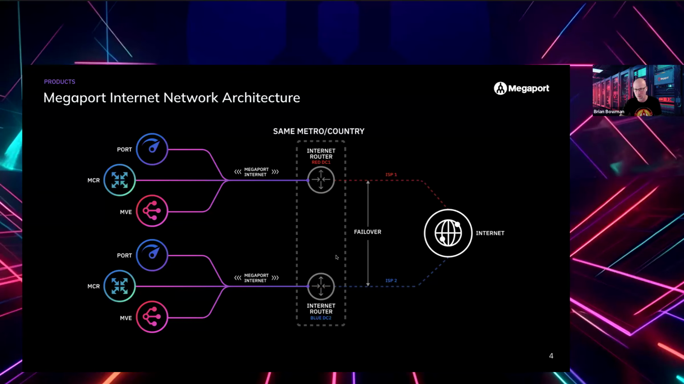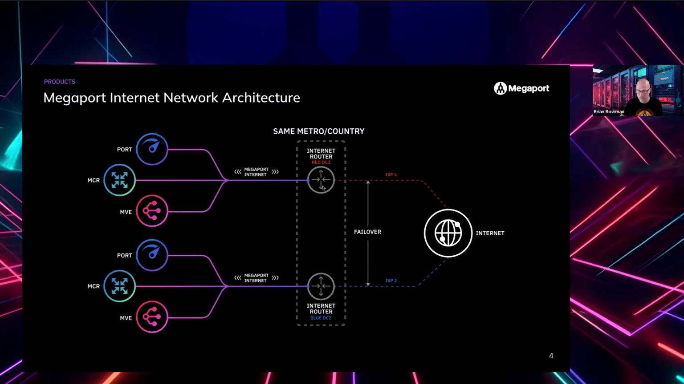Now, one thing to note is our backbone, of course, is connected. So if ISP number 1 fails for whatever reason, Megaport will fail over the traffic. So if you're connected to the red internet pop in the market and ISP1 fails, we do have connectivity that we will send the traffic over to ISP2 and vice versa. So we will provide that failover for you.